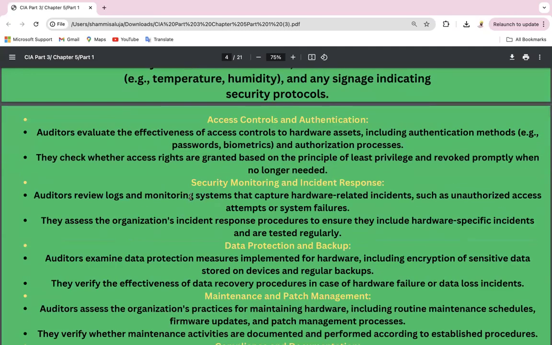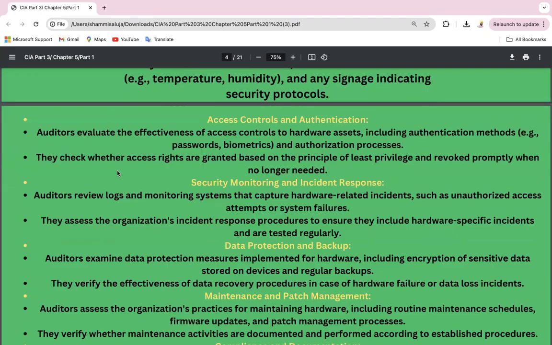Besides this, there are a few other instances. If we talk about security monitoring and incident response, obviously, being in the capacity of an auditor, you need to review the logs and monitoring systems that capture your incidents, for example, CCTV cameras and all, right?